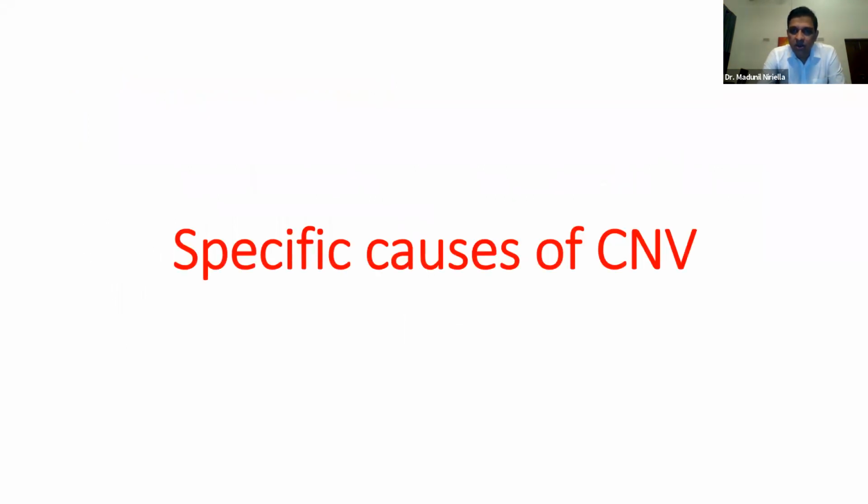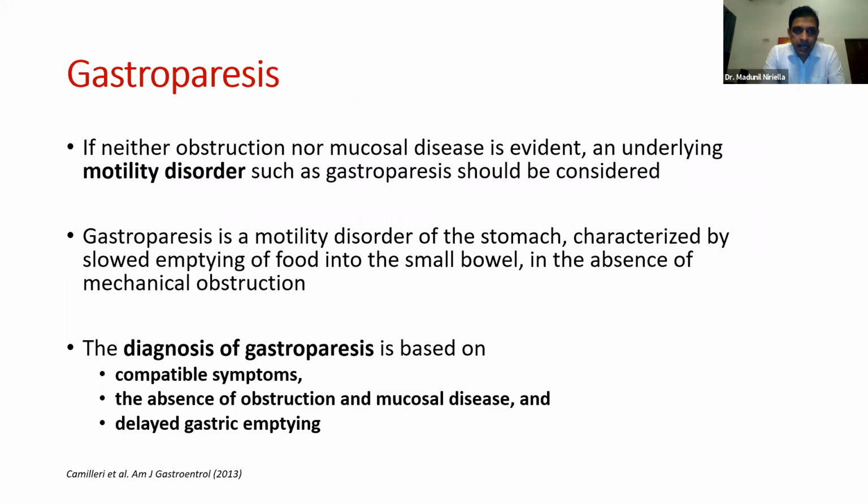Coming to some specific causes of chronic nausea and vomiting, gastroparesis is the most common specific cause. If neither an obstruction nor mucosal disease is evident on the evaluation, an underlying motility disorder such as gastroparesis should be considered. Gastroparesis is a motility disorder of the stomach. It's characterized by slowed emptying of food into the small intestine in the absence of mechanical obstruction. Therefore, the diagnosis of gastroparesis is based on 3 things: compatible symptoms, the absence of obstruction or mucosal disease, and a demonstrable delayed gastric emptying.